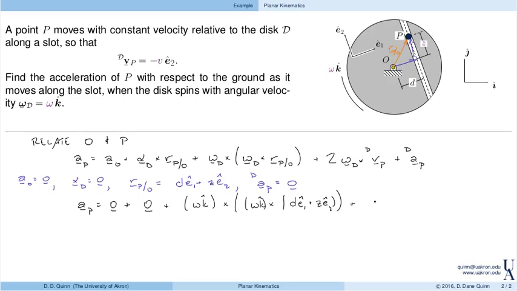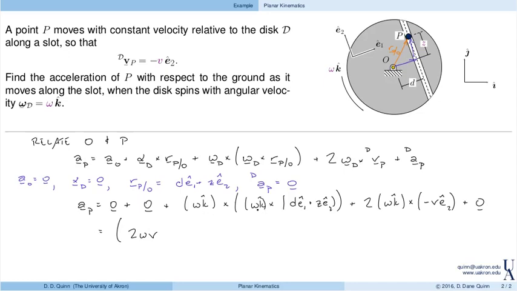Moving along, the next term is 2 times omega k cross the velocity of p with respect to the disk. So that's minus v in the E2 direction. And finally, we have 0 because the acceleration of p with respect to the disk is 0. And now I need to evaluate these terms, and in particular all of these different cross products. So looking at this last term, k cross E2 is minus E1. We have another minus sign there. So we have 2 omega v.